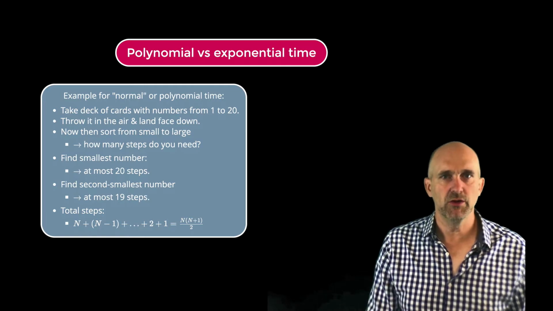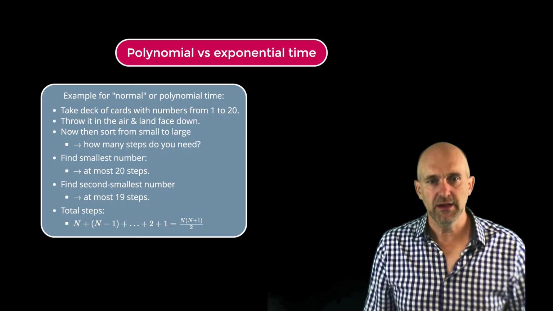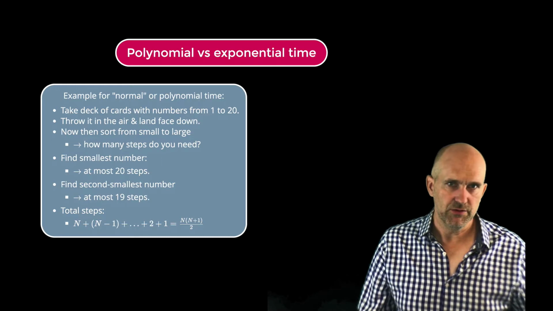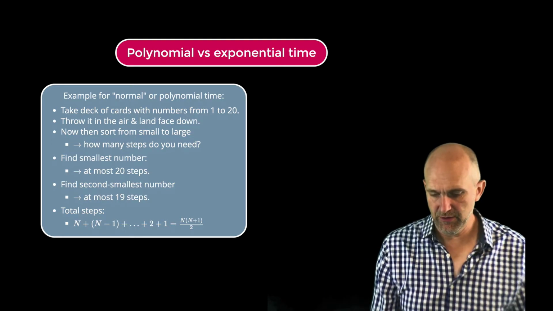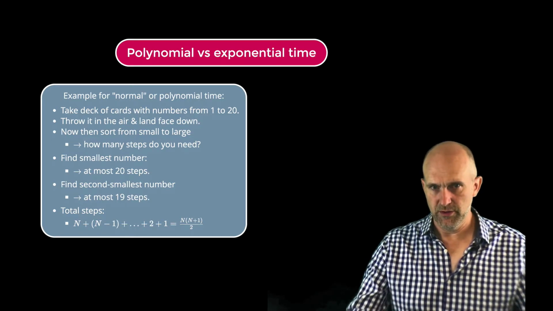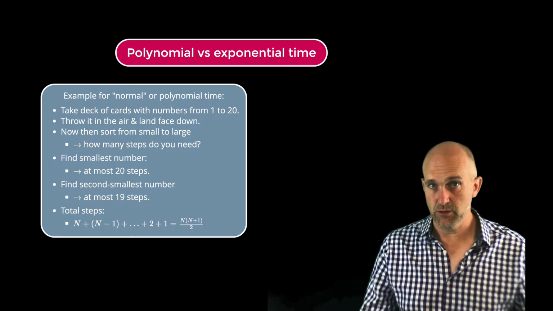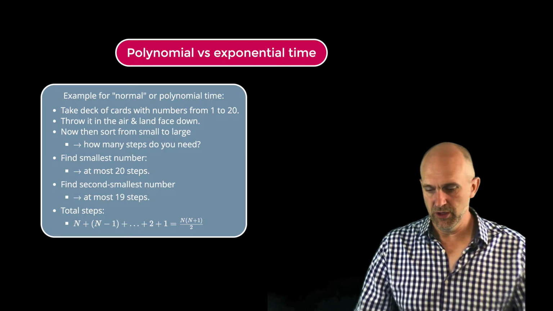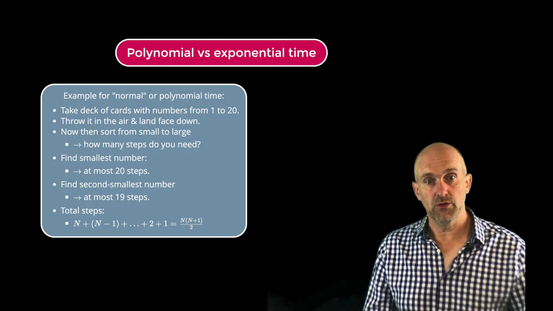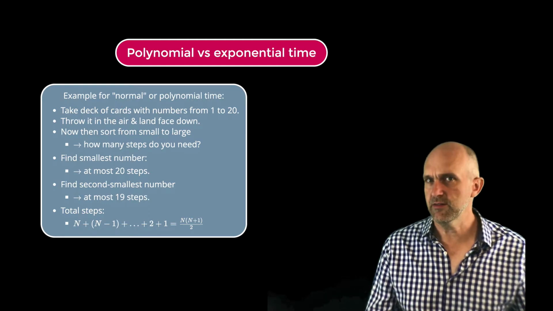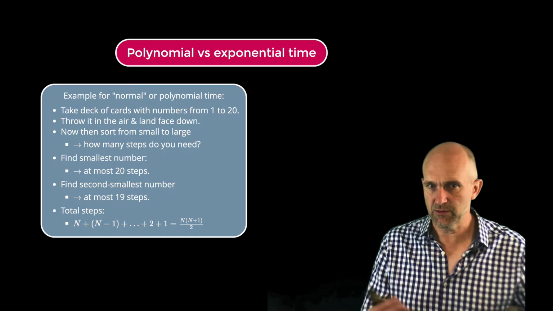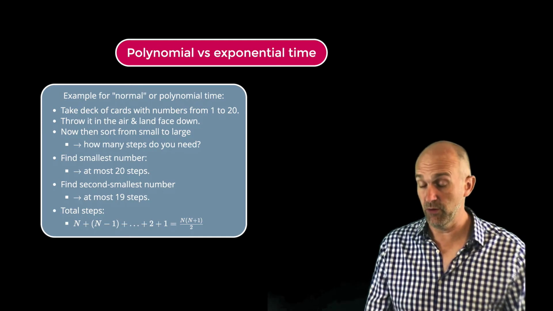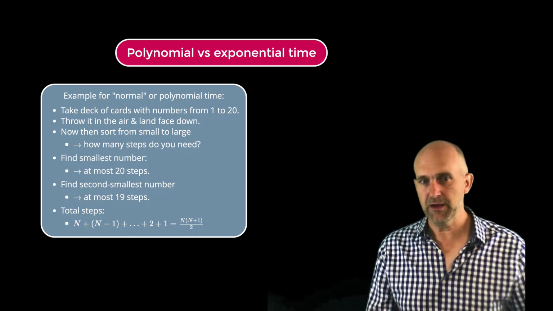Yeah? So for instance, let's take a deck of cards which have numbers on them, right? So the numbers from 1 to 20, you throw them up in the air, they land on the floor, and all of the sides where the numbers are on are all covered. Okay, and so now what you want to do is sort these from small to large. Okay, so how many steps do you need? And in fact, obviously you can use fewer steps, but that would just be by coincidence.